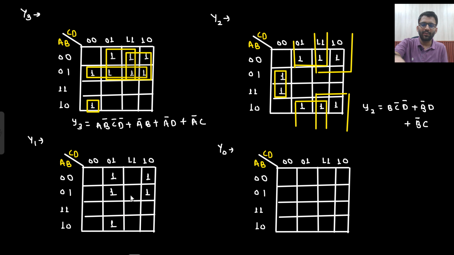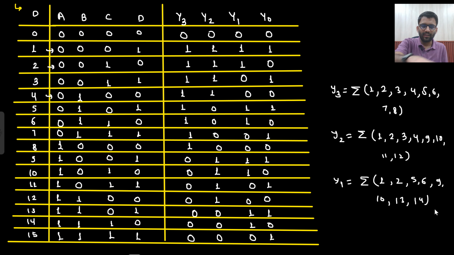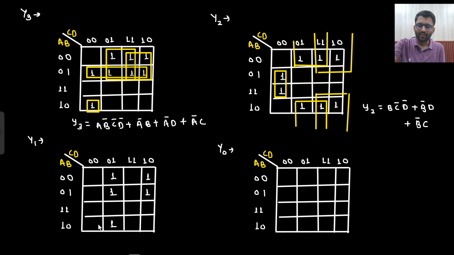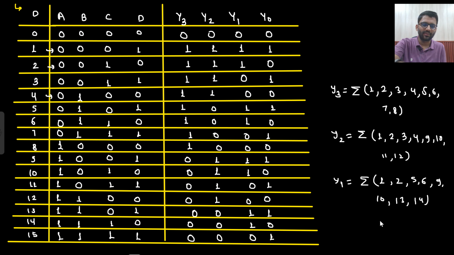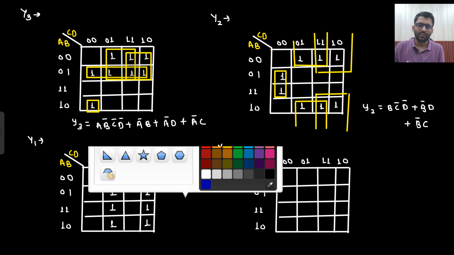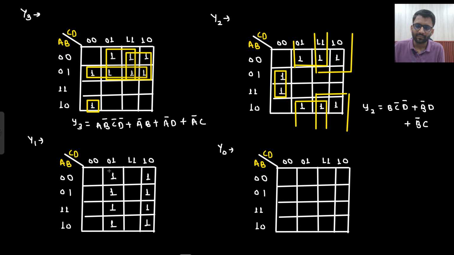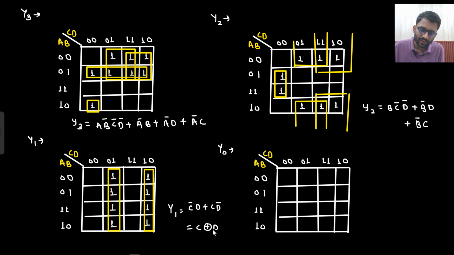So we have 0, 1, 2, 3, 4, 5, 6, 7, 8, 9, 10, 11, 12, 13, 14, 15. So these are the numbers, no? So yeah, these are the numbers. Here you can directly see this and this. So what is your Y1? Y1 seems to be C bar D plus C D bar, which will be C XOR D.